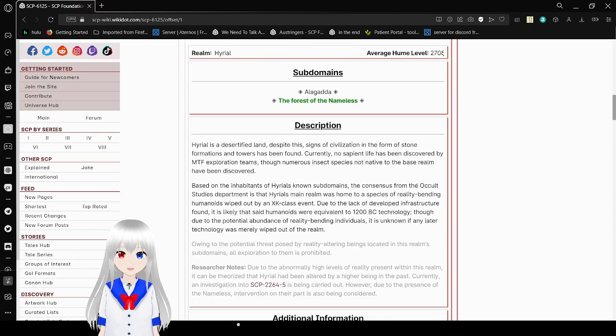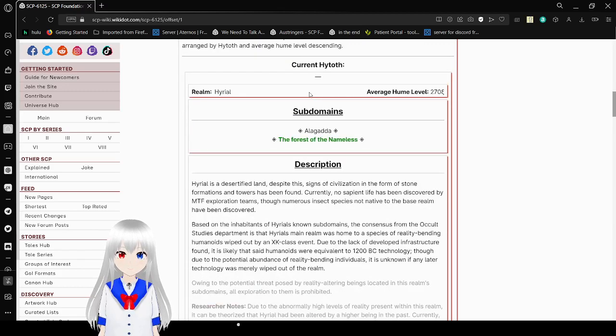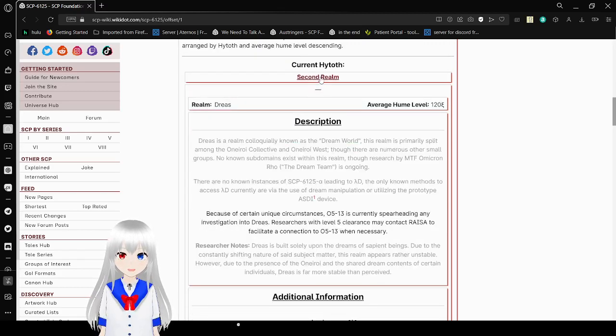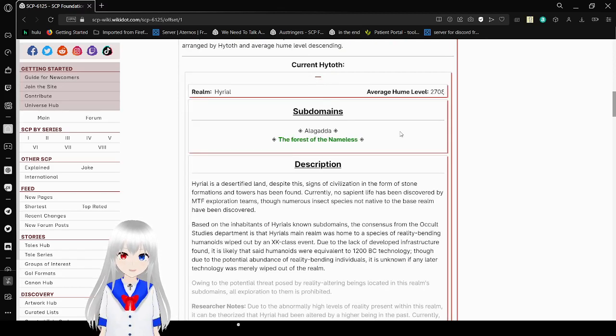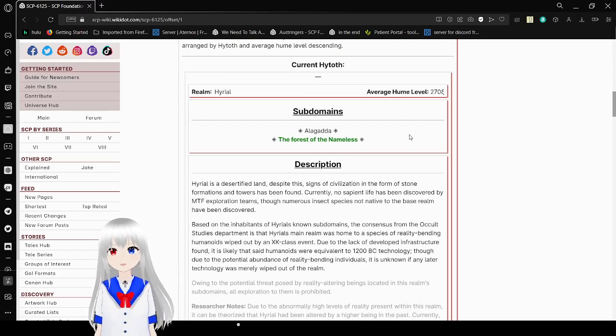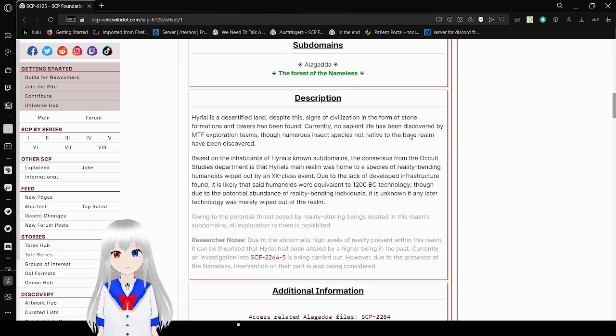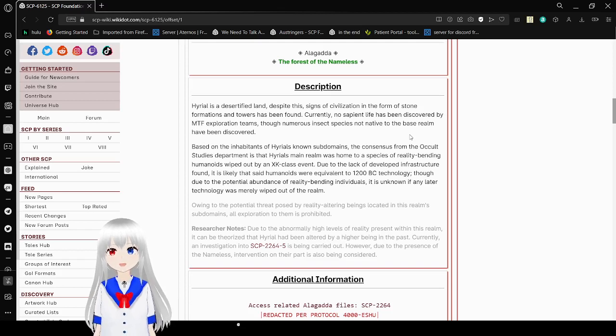Kurt Hightoth, starting with the 2nd realm. Hyrule, subdomains, Alagada. Average human level, 270 humes. Description: Hyrule is a desertified land. Despite this, signs of civilization in the form of stone formations and towers have been found.